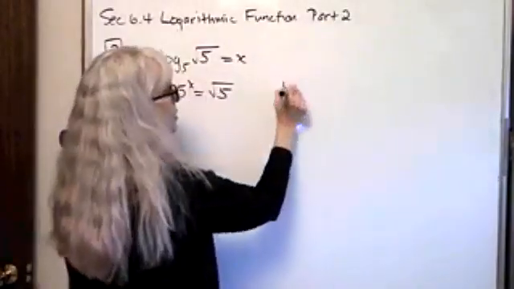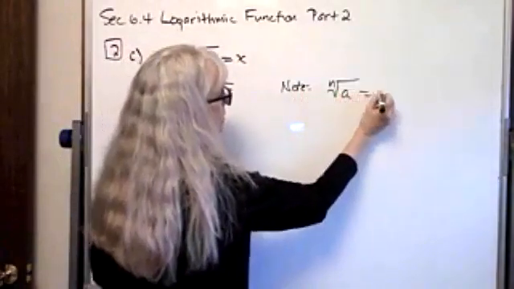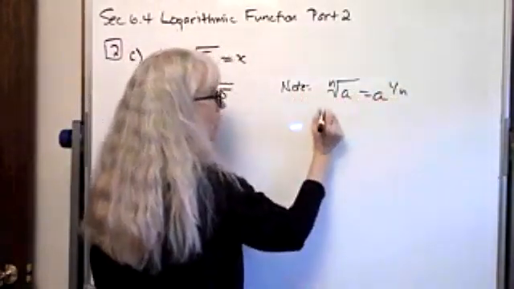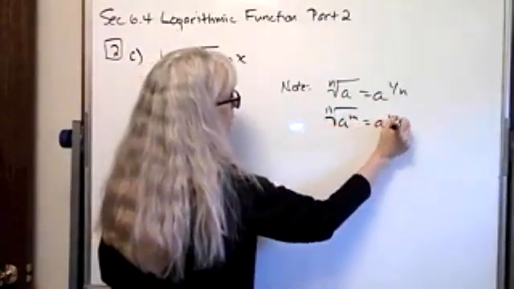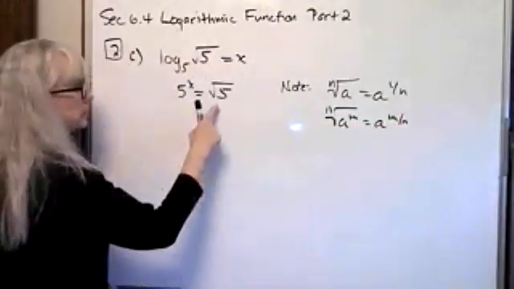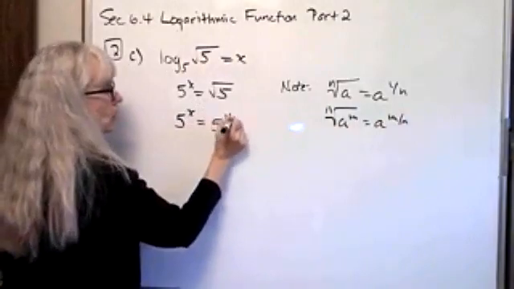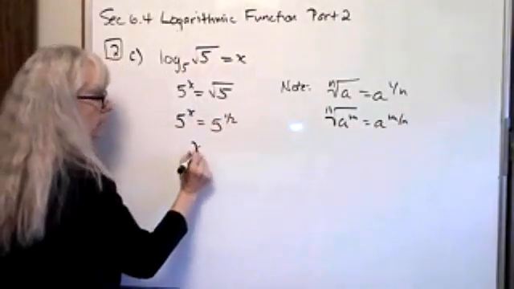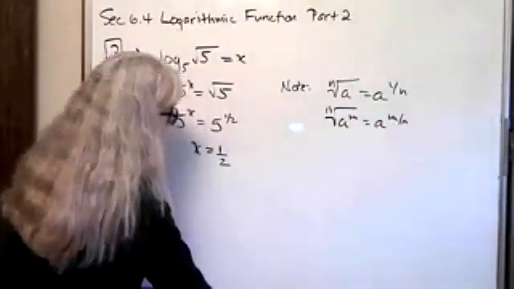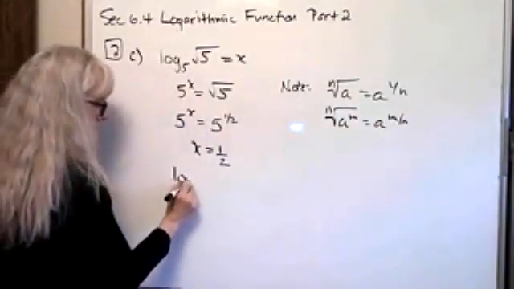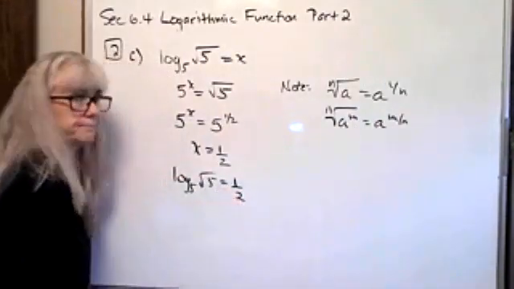So as a note, the nth root of a is equal to a to the 1 over n power. If you had the nth root of a to the m, that would be a to the m over n power. So same thing here. This would be 5 to the x because that's a square root. We'll write that as 5 to the 1/2 power. Then we can set the exponents equal. So x equals 1/2. So what we're saying is that log base 5 of the square root of 5 is equal to 1/2. Done.